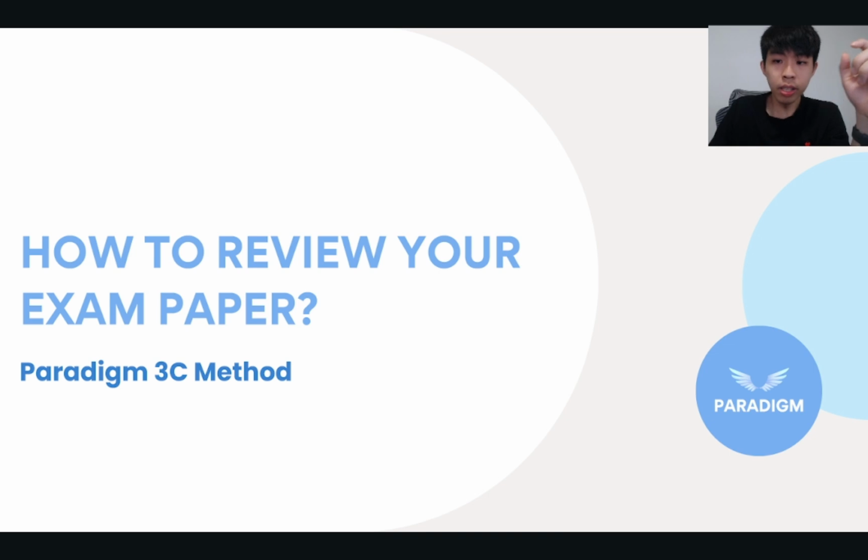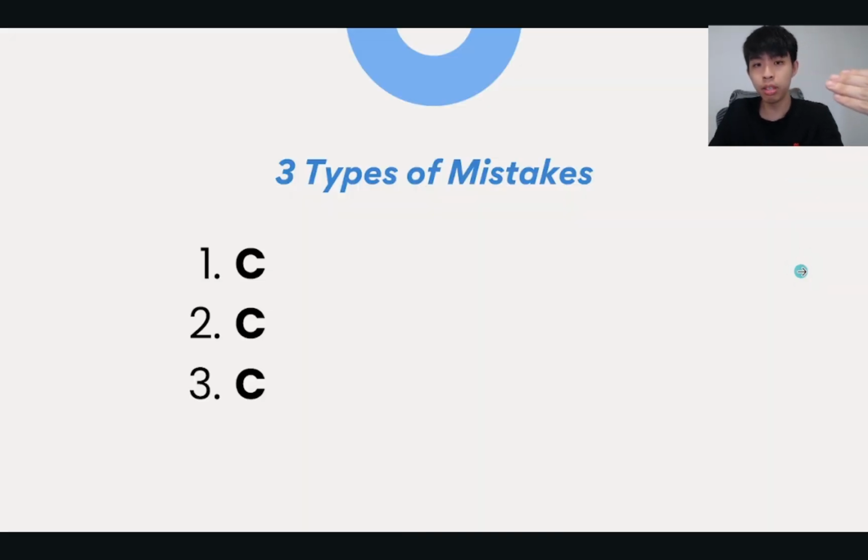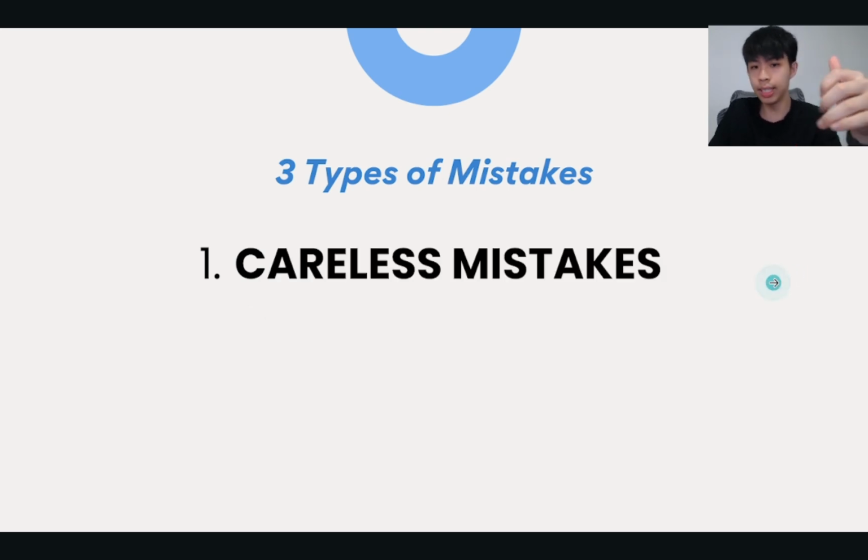So over here, there are three main mistakes that we will make in the exam, and this is categorized into the three C's. Now, first and foremost, it is the careless mistake. Now, what is a careless mistake? A careless mistake is a mistake that, given more time, you could have avoided.